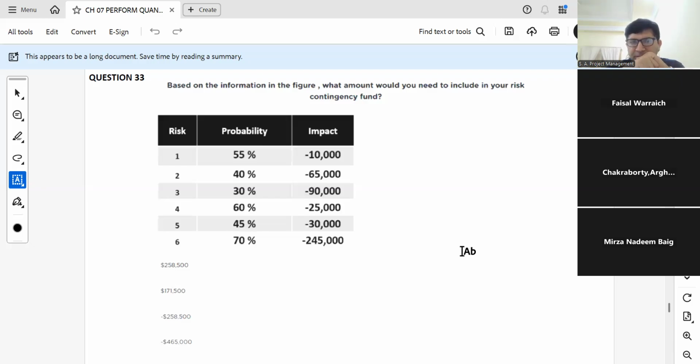That's why I'm saying Arga is saying plus is okay. Plus is the right answer also. The correct answer is plus 258,500. But why is plus the correct answer? All the threats are there. The impacts are all negative.